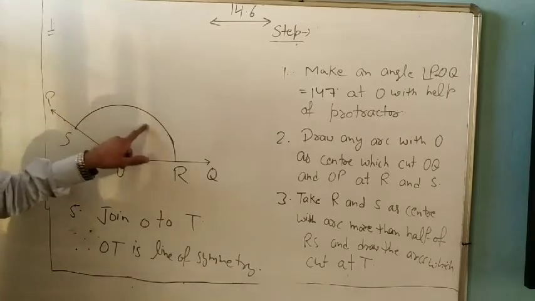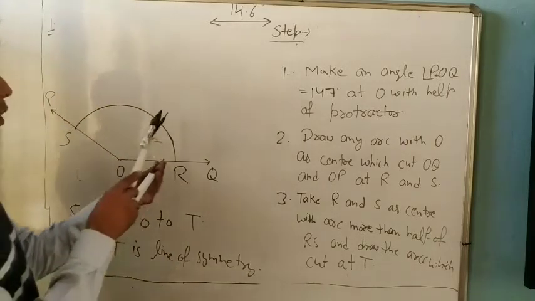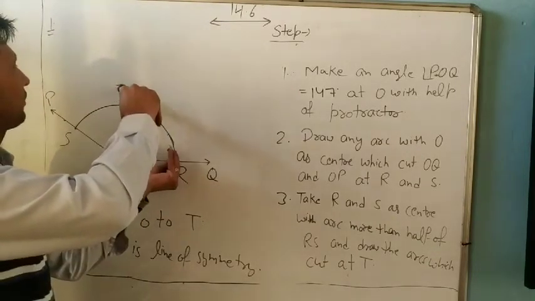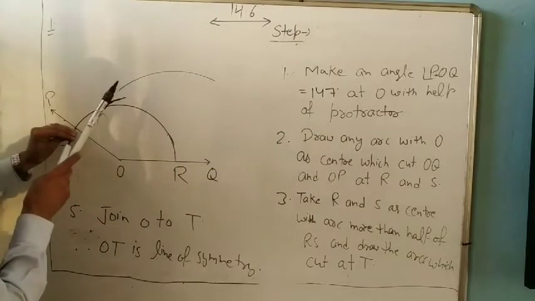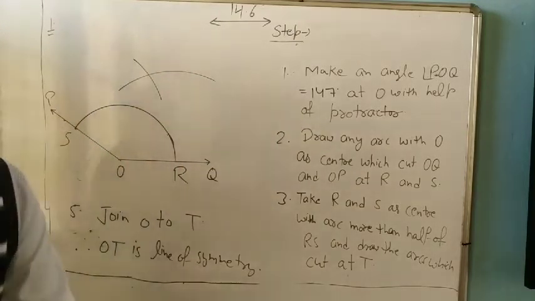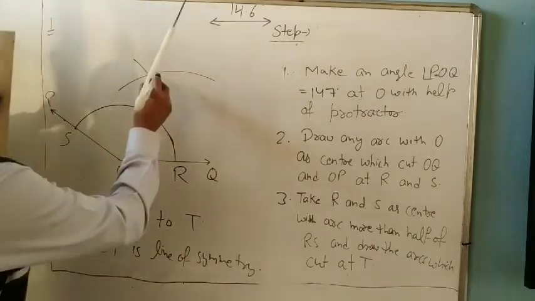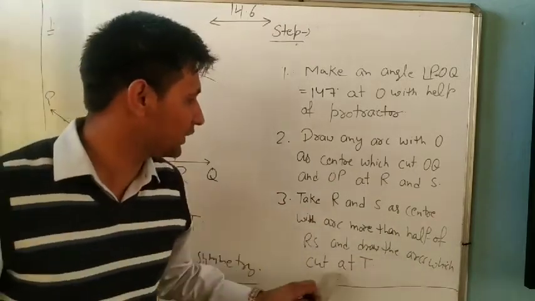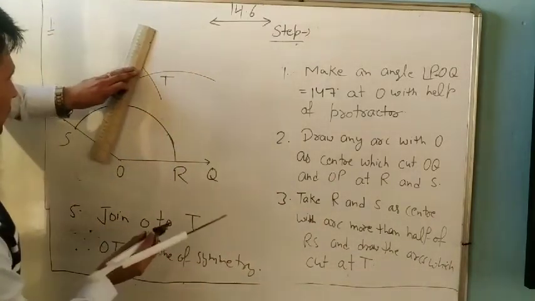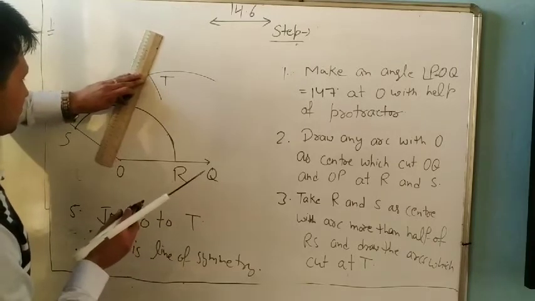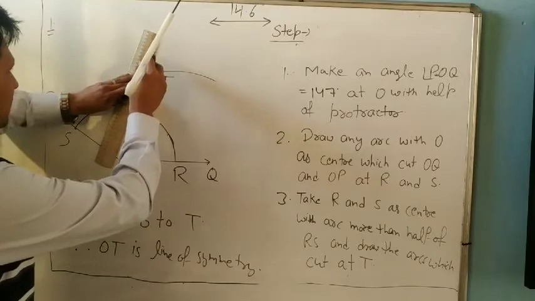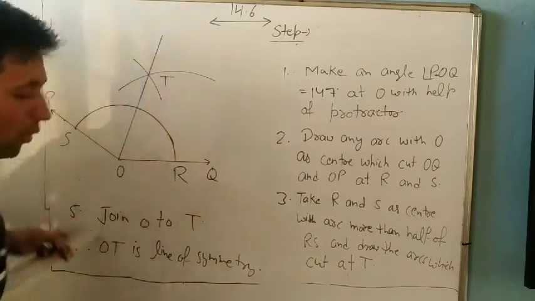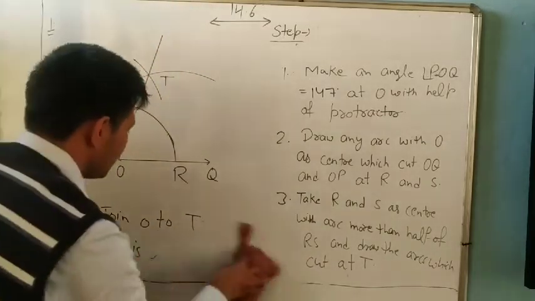Now we want to take its bisector. So how will you take the bisector? Take R as center and open the compass more than half. Yes, it is more than half. Now draw. Same steps as question number 1. Draw the arcs which cut at T and join O to T. So in question number 2, OT is the bisector.